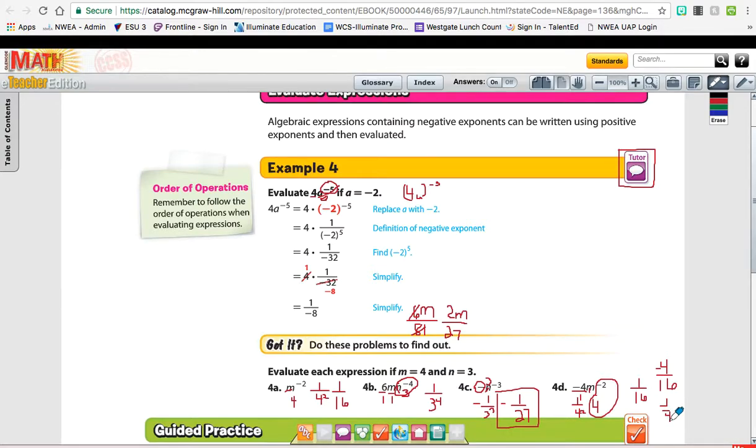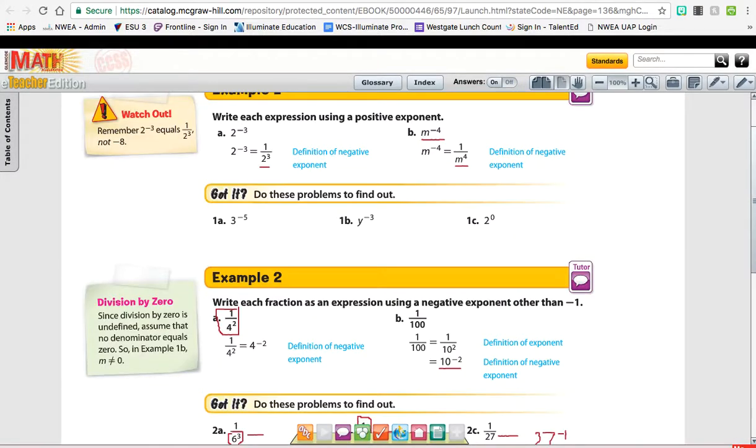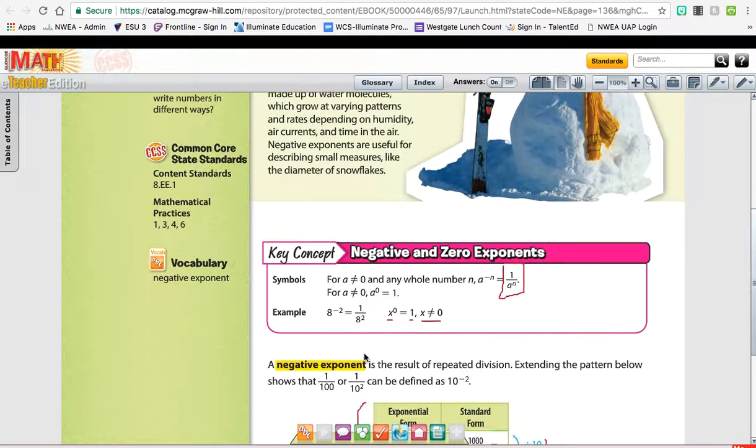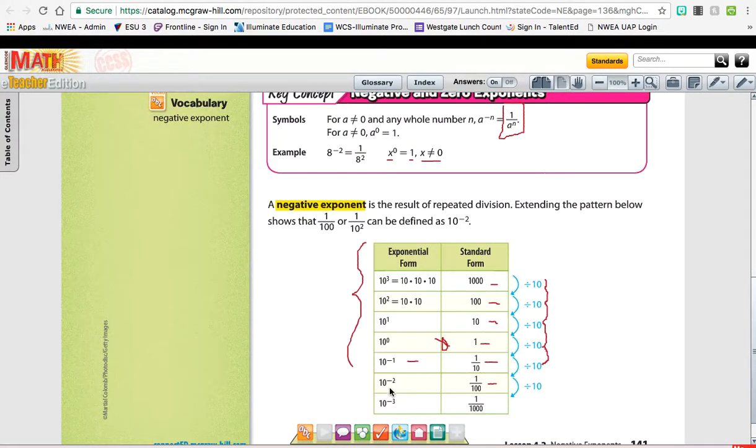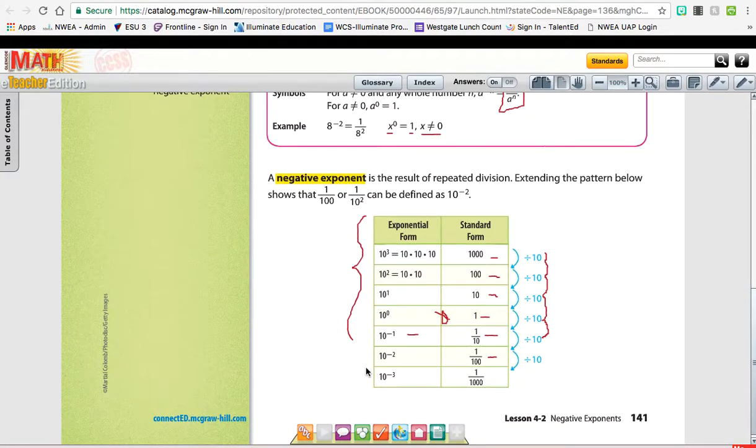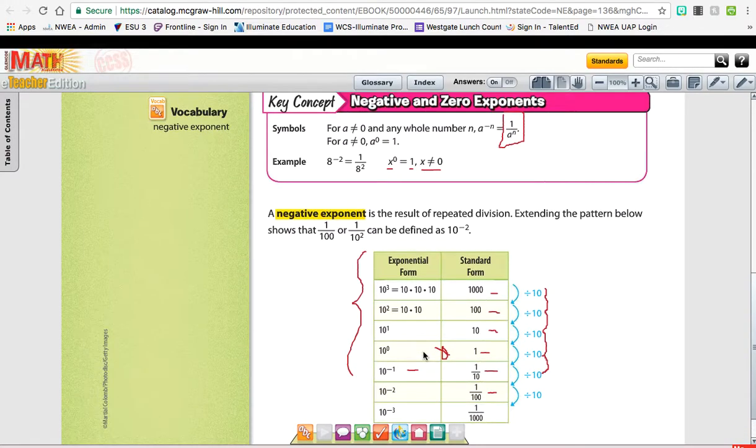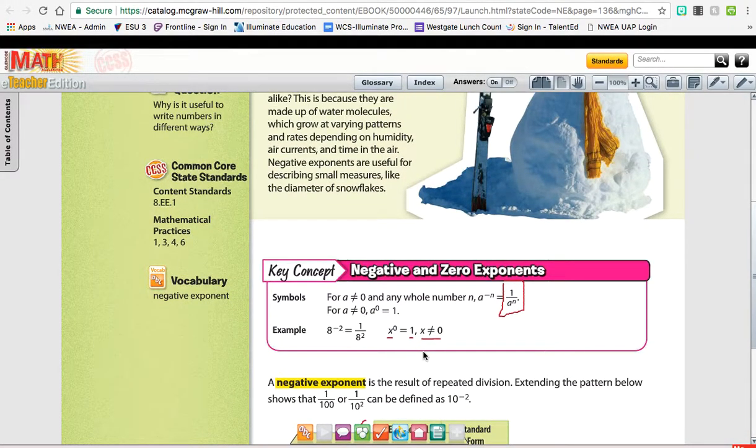Okay? Again, the negative exponents really can throw you for a loop, but if you go back to the beginning of the lesson where they showed this table of why negative exponents work the way they do, this is something we're going to really practice this chapter, is understanding the why behind negative exponents and not just memorizing the rules.